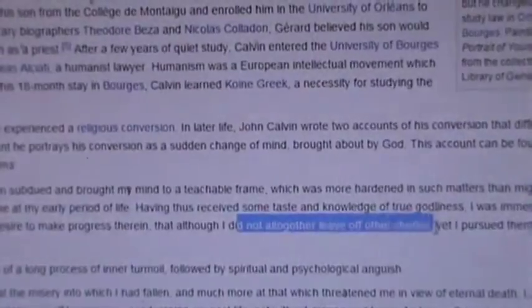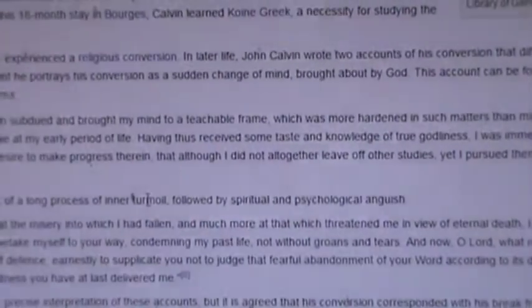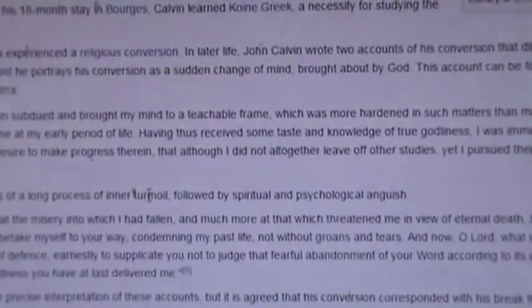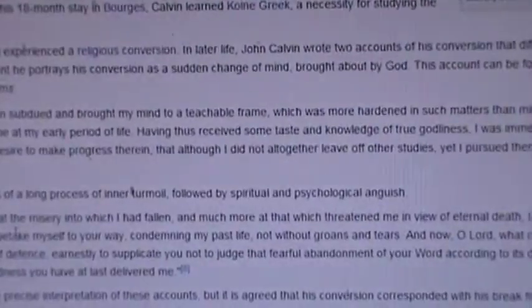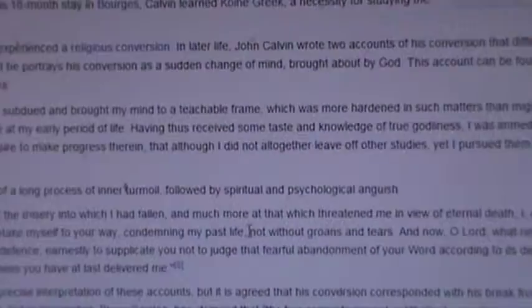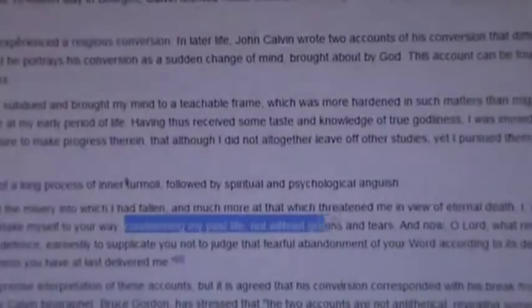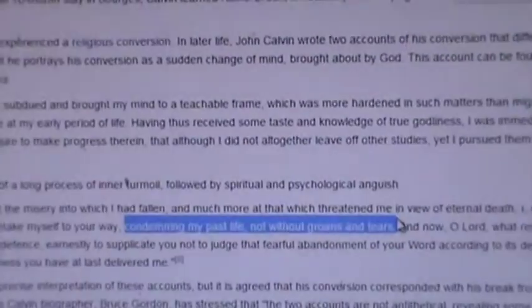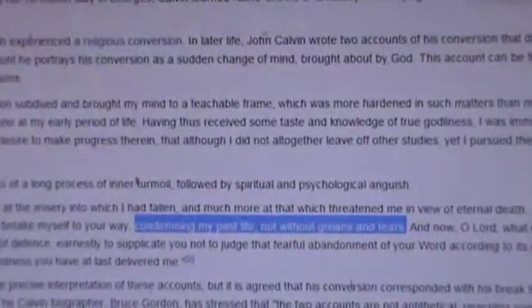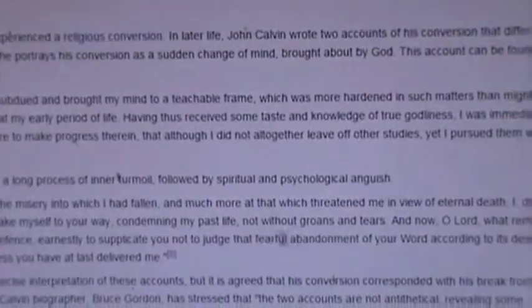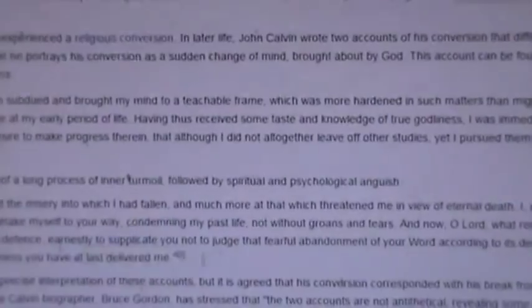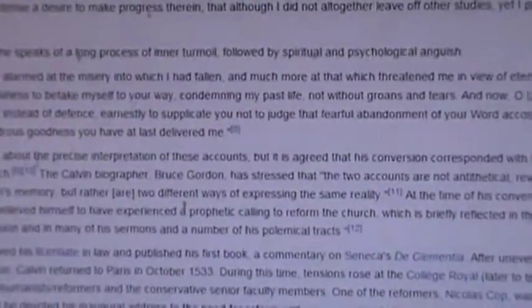Wow, so he forsook his other studies. Wow. He condemned his past life, not without groans and tears. And now, O Lord, what remains to a wretch like me, but instead of defense? Wow. This was a man of letters. Read that text. Very intelligent.